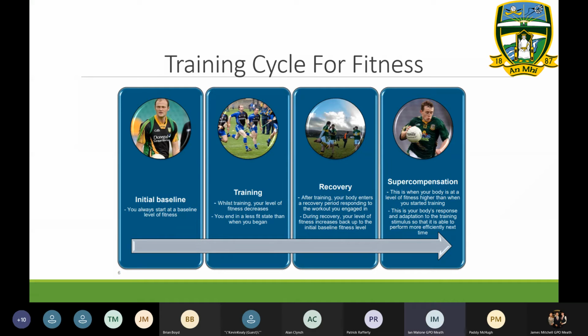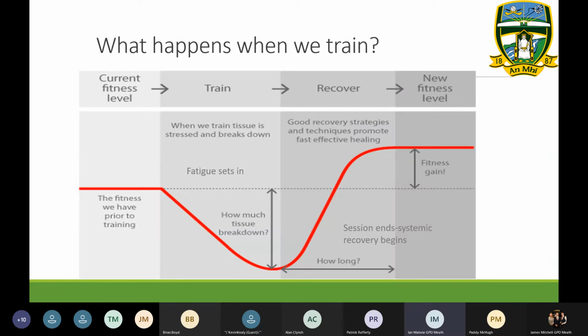So that's essentially what you're hoping to happen when you train. You're hoping to push yourself a little bit, and your body is reacting to the difficulty it went through and trying to increase its level of fitness to be able to deal with a similar training session in the future. Okay, so there are four steps, and the next slide is going to give you an idea of how that looks on a graph.